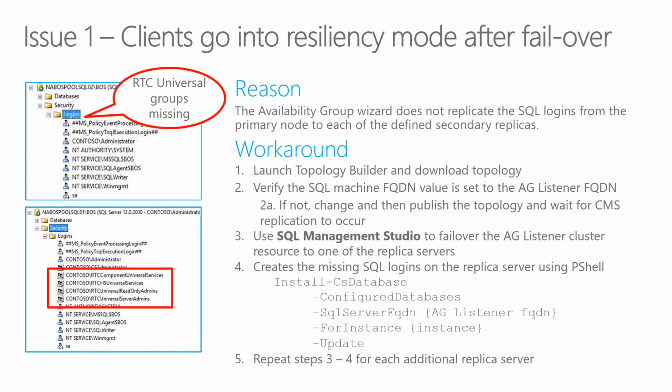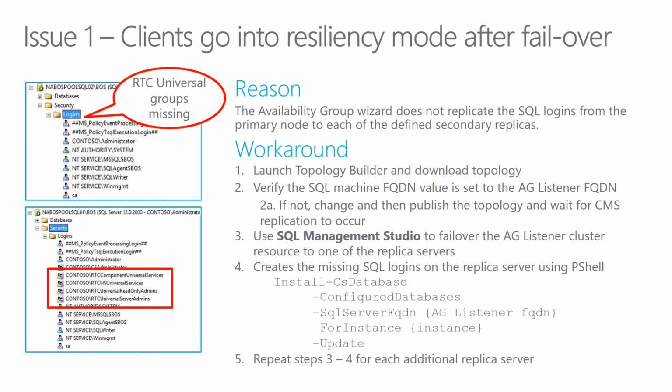The cause of this particular issue is related to the availability group wizard not replicating SQL logins from the primary node to each of the defined secondary replicas. The solution is as follows. 1. Launch Topology Builder and download the topology. 2. Verify the SQL machine FQDN value is set to the availability group listener FQDN. If not, change and then republish the topology.